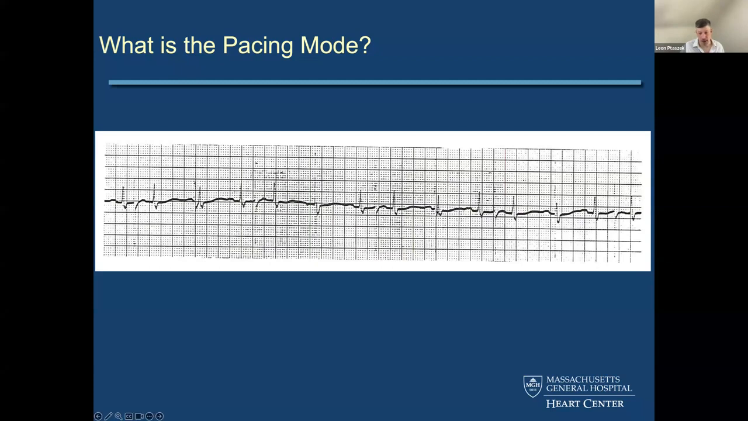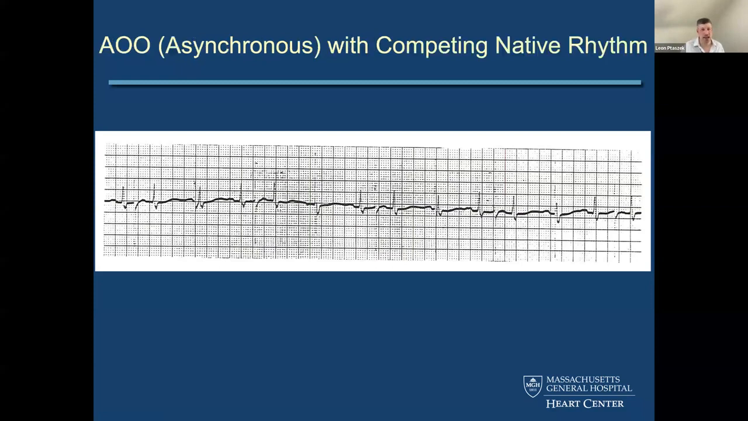And here you've got some evidence of what appears to be native sinus rhythm that happens to be coming in a little bit faster than the pacing spike. So this is the atrial analog to the last tracing, in which we're seeing atrial asynchronous pacing with intermittent capture of the atrium and a competing native rhythm that's just a little bit faster than the paced rate.